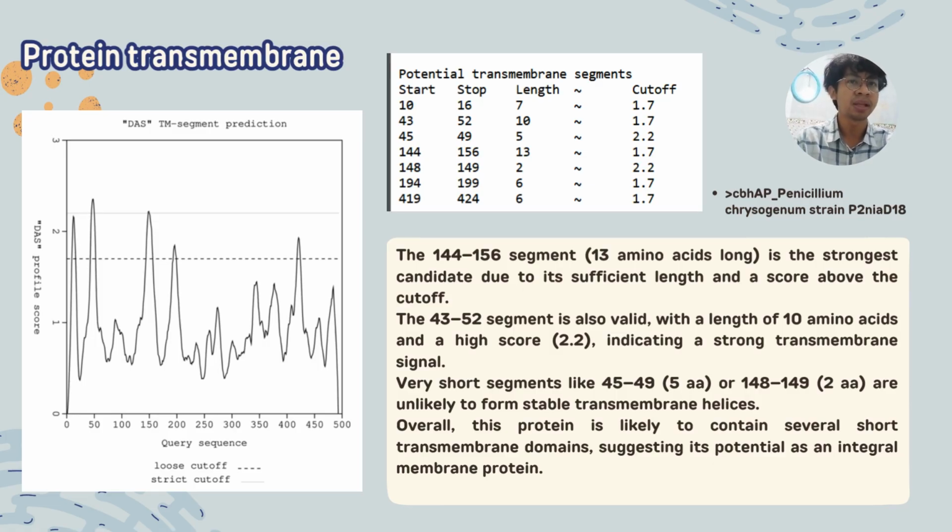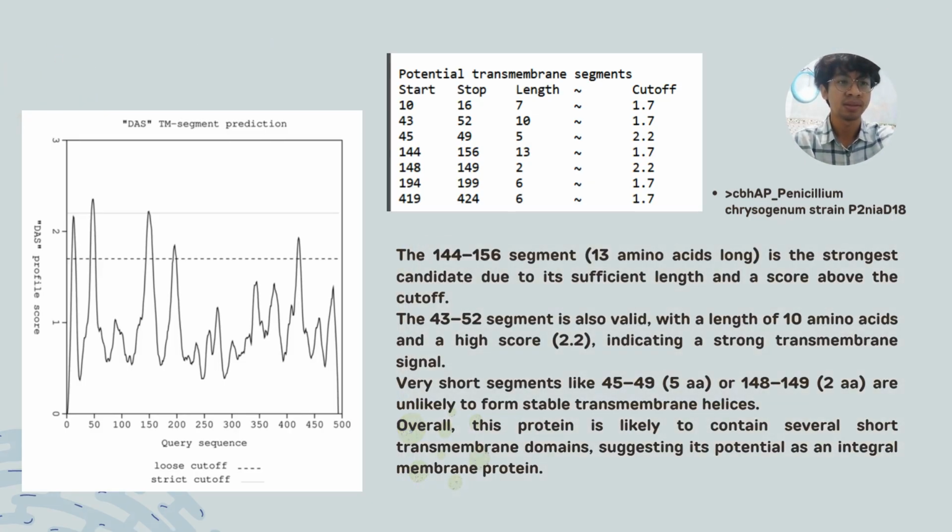However, very short segments like 45 to 49 or 148 to 149 are unlikely to form stable transmembrane helices. Overall, this protein is predicted to contain several short transmembrane domains, suggesting a potential role as an integral protein possibly involved in transport or membrane interaction.